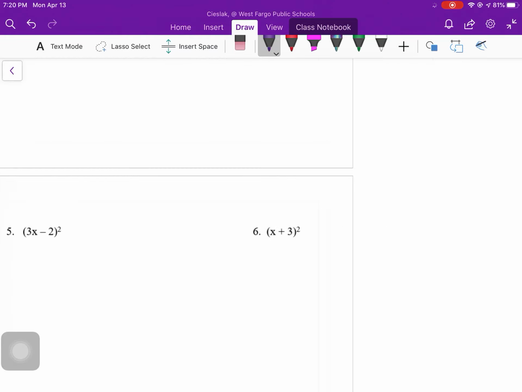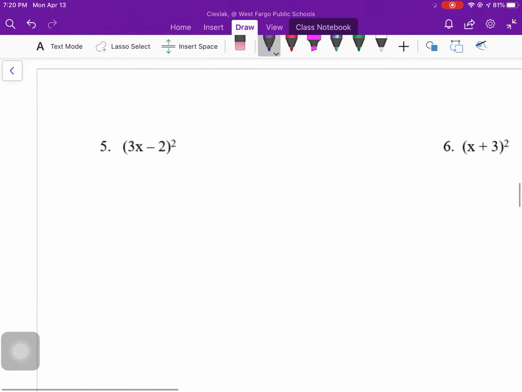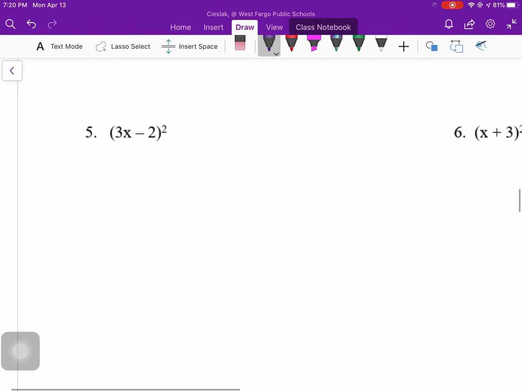All right, number 5 here, 3x minus 2 squared. Got to be careful. Remember, when you square something, that means multiply it by itself. So what I'm going to do is rewrite this as 3x minus 2 times 3x minus 2. Okay, now I'm going to FOIL it. So my first gives me 9x squared.